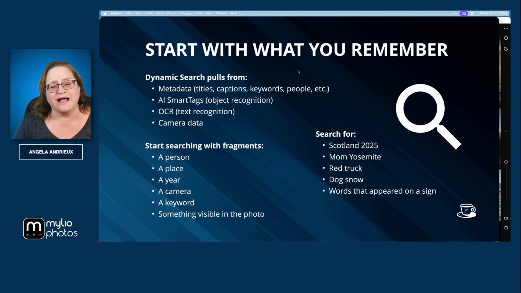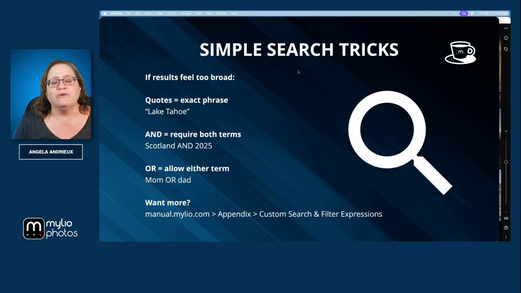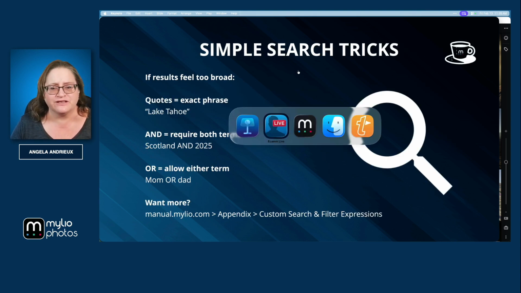So when you start searching with fragments, you're going to be looking for that person who you know was in the photo, the place you knew it was taken. Perhaps you remember approximately what year or time frame it was. You might look for a specific camera, a keyword, or something else that was visible in the photo. So some of the things you could search for would be Scotland 2025, mom in Yosemite, red truck, dog in the snow, or other things that really come to mind as you search. These are just a handful of examples, not a limitation, obviously, of what Mylio can search for, because that would be very odd. So what we're going to do is jump over to Mylio and run a few quick searches.